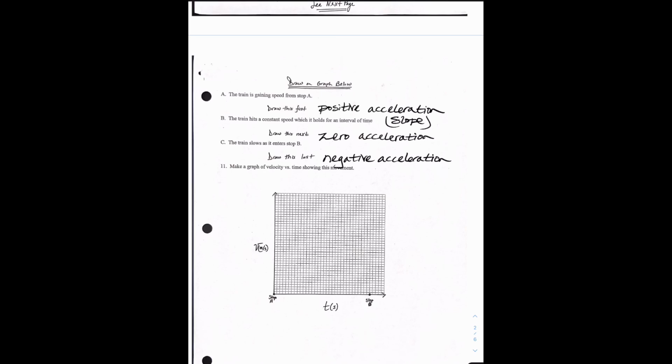Make a graph of velocity versus time showing this movement. So we're saying that there's going to be positive acceleration, right? And then let me go ahead and do that. I'm going to kind of curve this line. And then it's going to be, oh no, that's not good. I'm going to go back and try that again. So I want to curve this line, right? Come on. This thing just doesn't want to cooperate. All right. Okay, something like that.